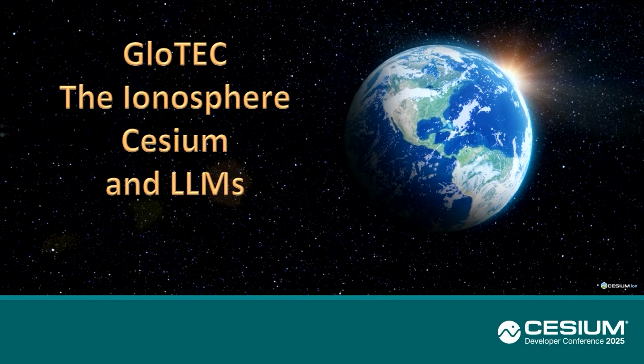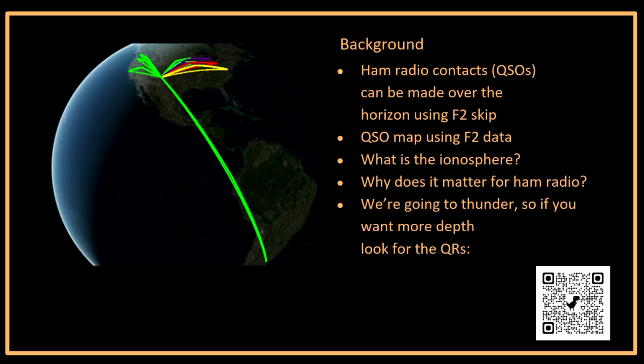Okay, so what we're going to do is show you some apps that we made to visualize point-to-point amateur radio contacts as they go over the horizon. And the way they go over the horizon is the radio waves reflect off of the ionosphere. The ionosphere is a layer of the atmosphere that gets ionized when the sun hits it so that radio waves can refract through it.